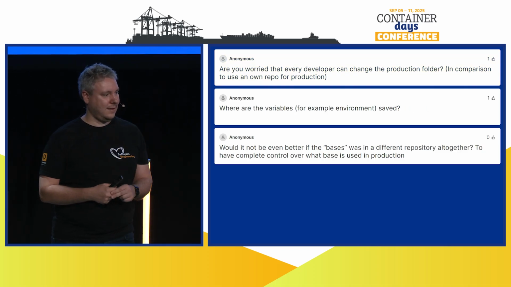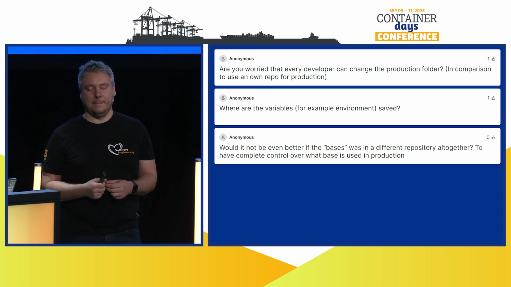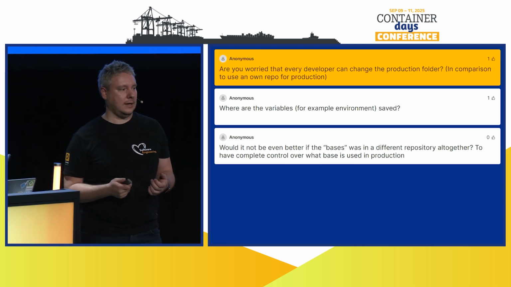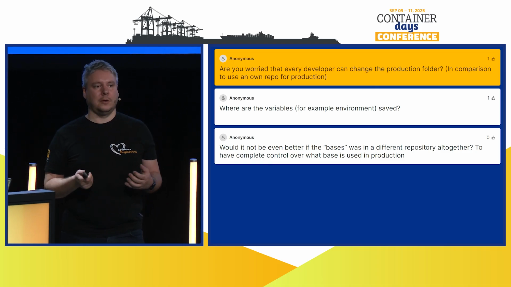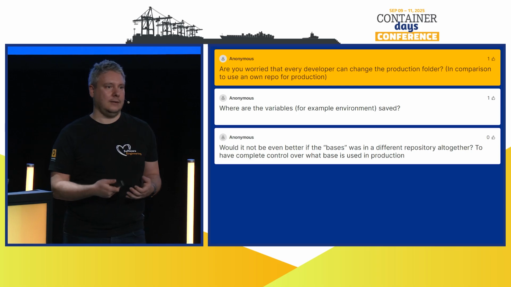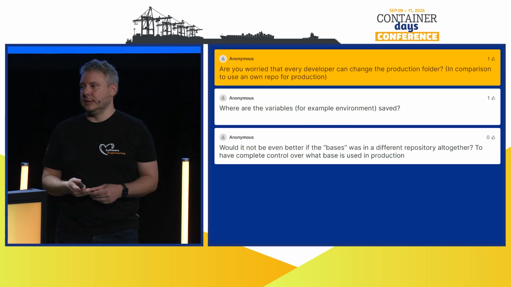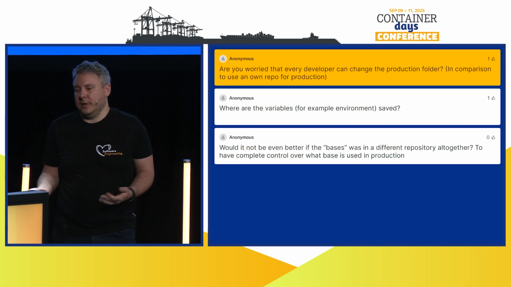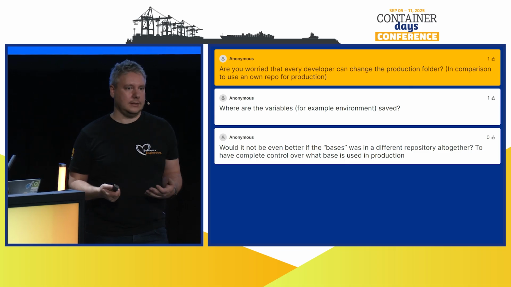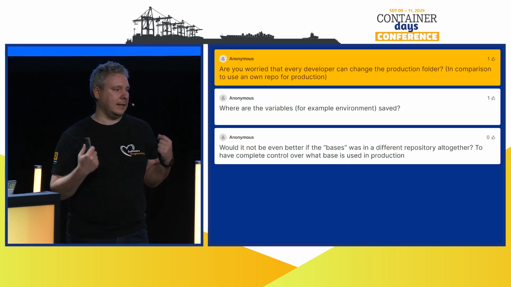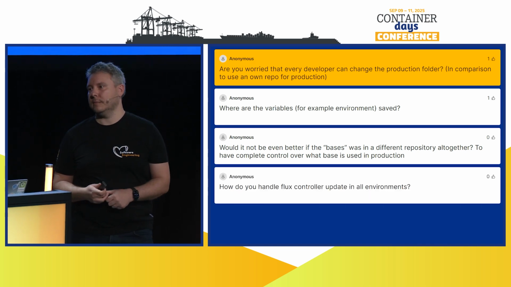Are you worried that every developer can change the production folder? No, because our production branches are protected branches, so you have to create a pull request, otherwise GitHub won't let you push anything into that branch, and that pull request must be approved by a second person. So it always ensures that at least 2 persons are involved for a production environment.